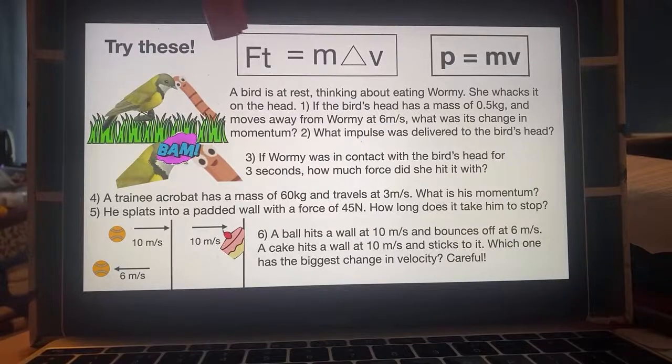You're all okay with the fact that impulse is just force times time, right? We're going to talk a bit more about this when we finish this question.